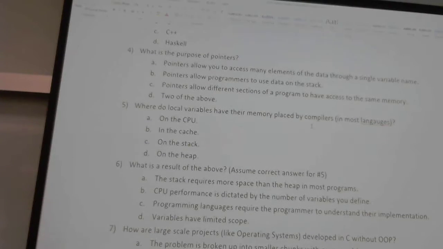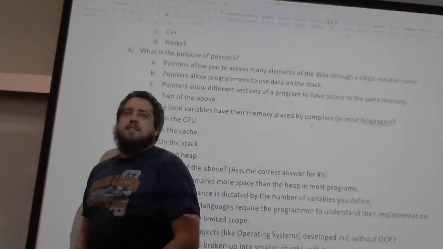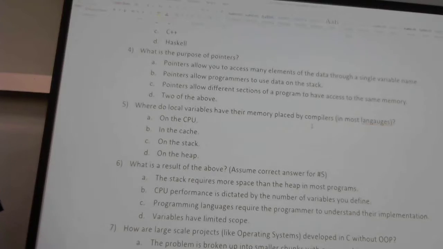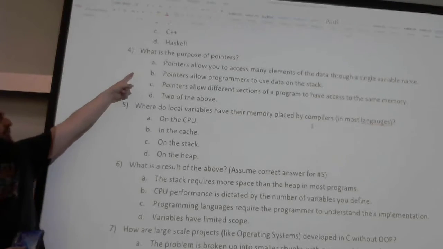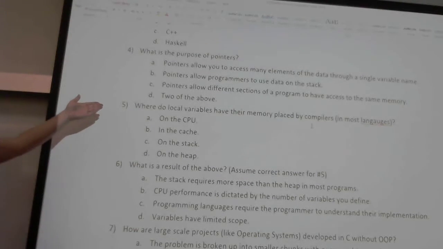Data structure. It's a data structure that does what? Holds data. Allows you to access many elements of data through a single variable name. Right? Array of index 0, array of index 1, array of index 2, array of index 3, etc. And so that's what an array is. In the sense of array and pointers are essentially the same thing. A is true. C is also true because that's the one we explicitly did. So at least D is true.